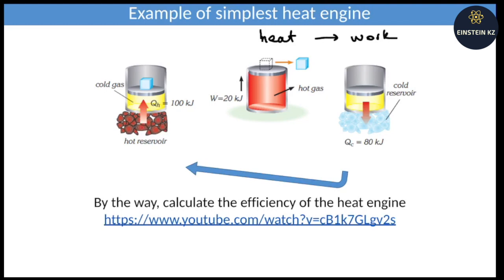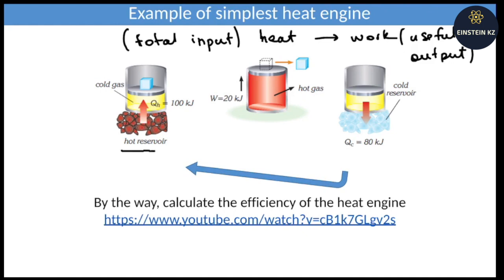So heat in this case is called the total input of energy, and the work is the useful output. Input is what we give in, and work is what we take out of this energy. The energy that we give in, in this example, comes from the hot reservoir, and it is equal to 100 kilojoules.